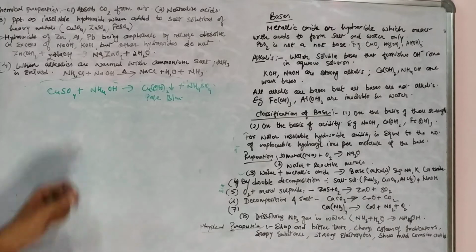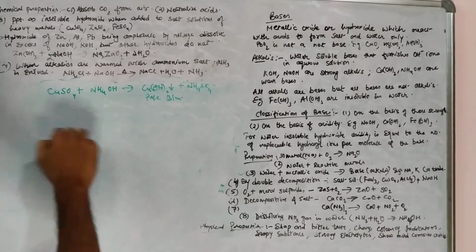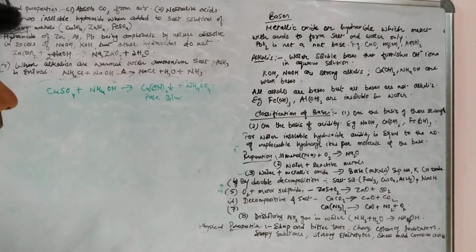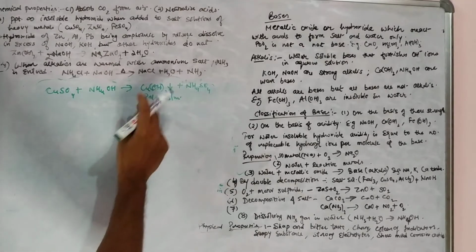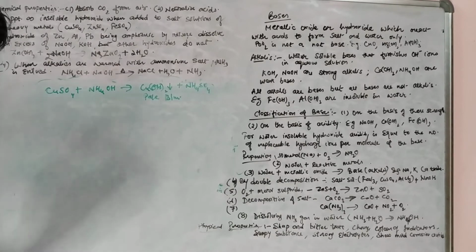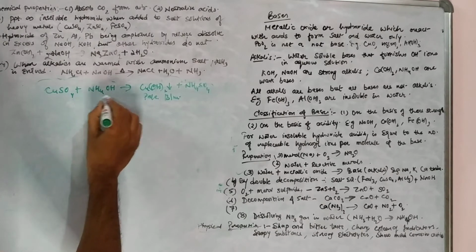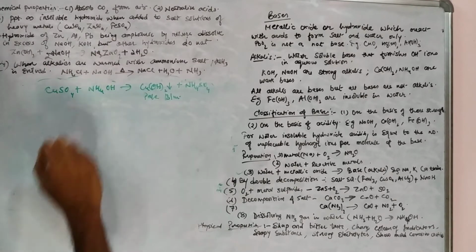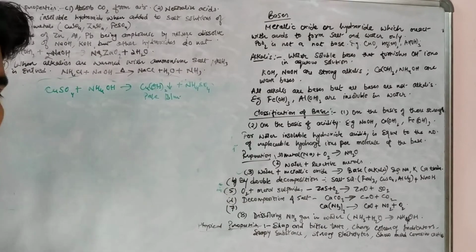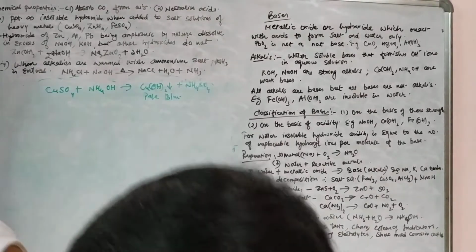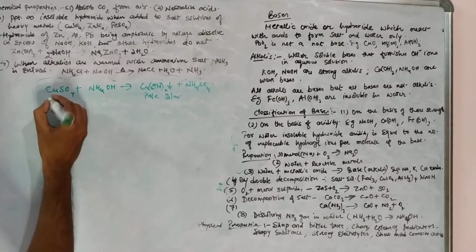So when ammonium hydroxide is added to copper sulfate solution, it will form a pale blue precipitate of copper hydroxide. So this is important. Just remember the color of the precipitates that we are getting when adding bases to salt solutions. Here copper sulfate, a salt solution, reacts with ammonium hydroxide to give you a pale blue precipitate of copper hydroxide.